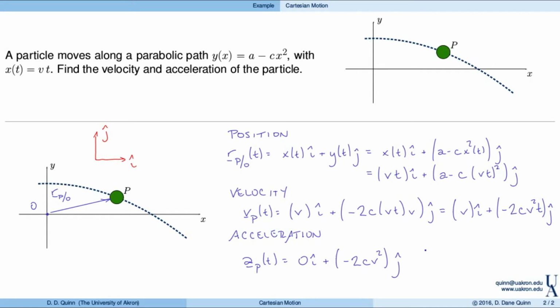And there we go. Given the particle and the path and the motion in the horizontal direction, we describe the position. We evaluate the change in the position to get the velocity, namely take a derivative. And then we do that again. We evaluate the change in velocity to get the acceleration.